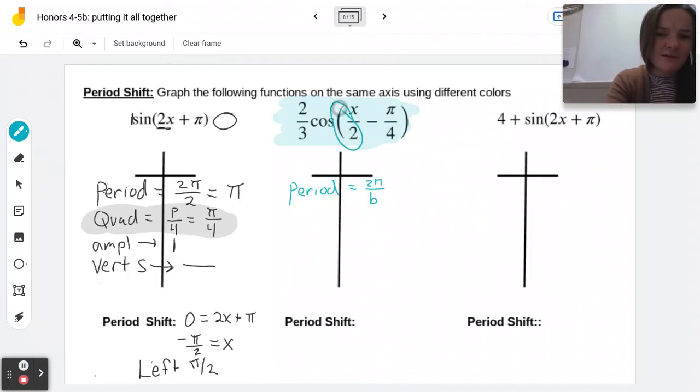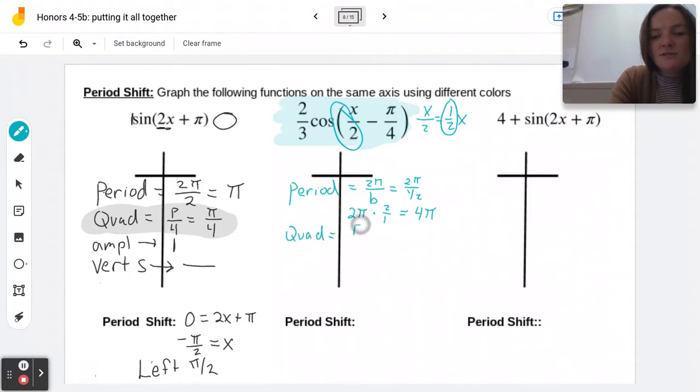to find this time. B is always the number in front of x, but x is being divided. So another way to write x over 2 is to say that it's 1/2 x, and therefore b must be a half. So if I plug that in, I'm going to get 2 pi over 1/2, and if we keep it, switch it, flip it, we'll get 2 pi times 2 over 1, which is 4 pi. So our period is 4 pi. From there, we're going to establish the quadrant.